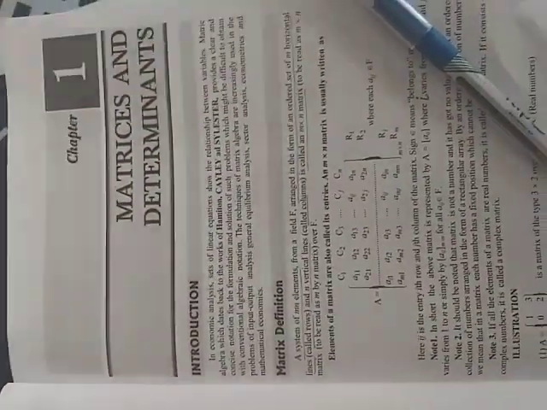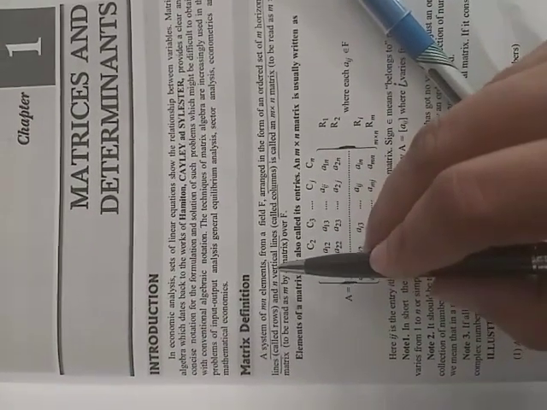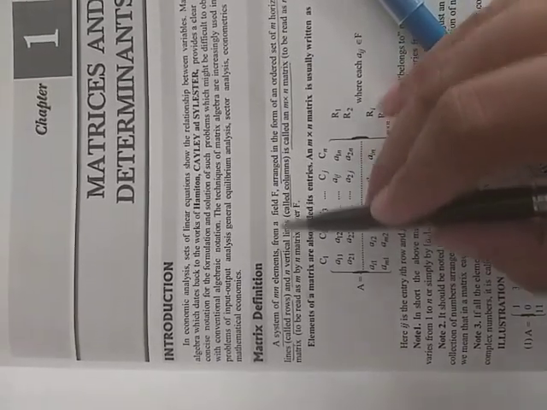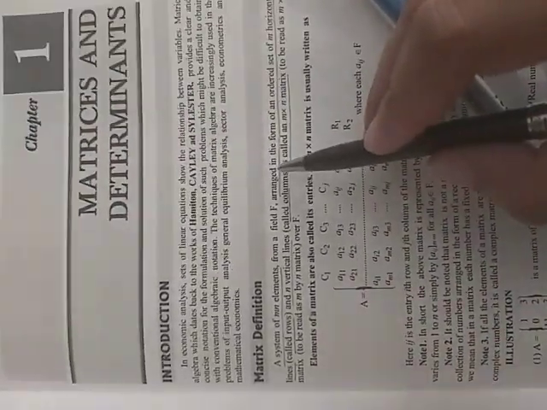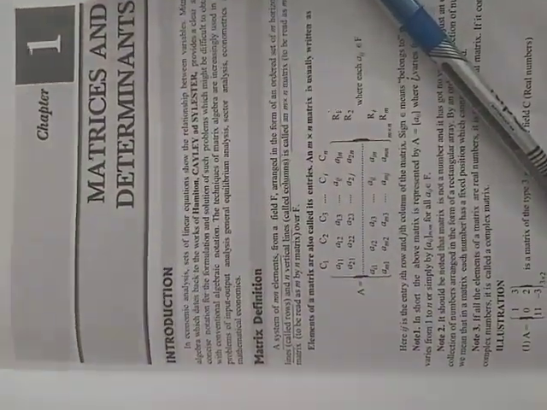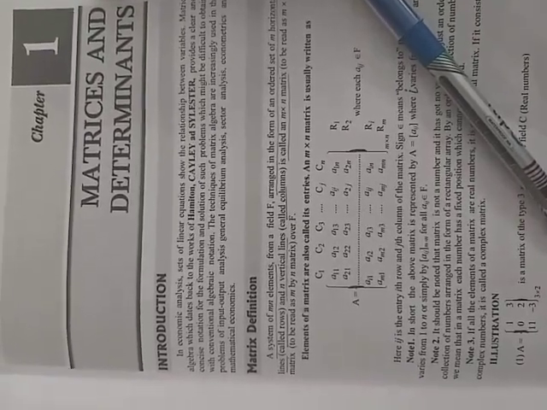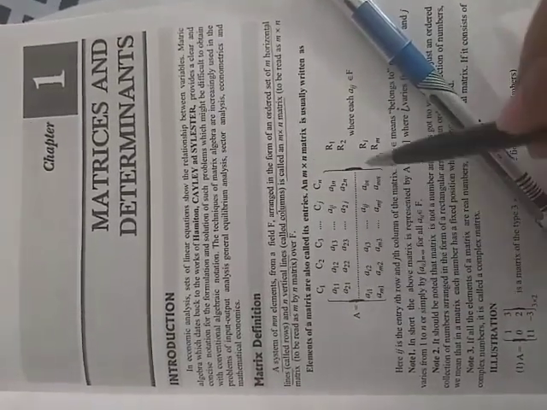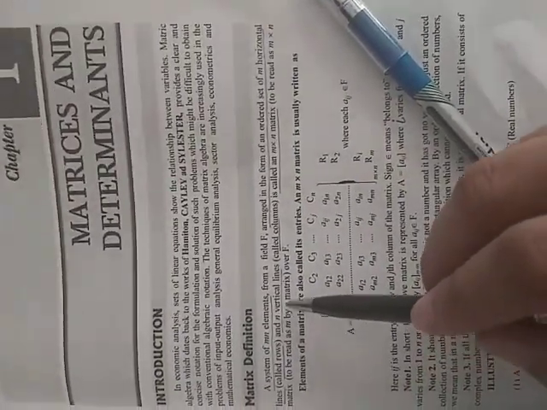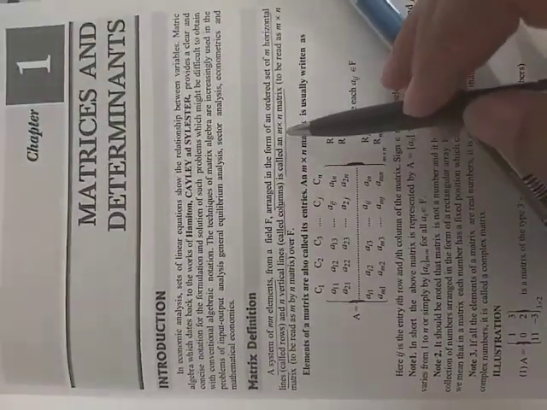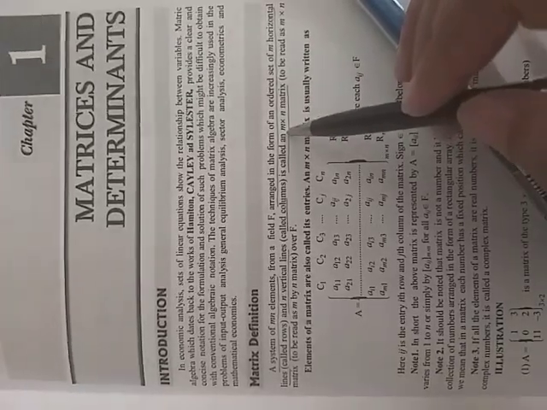So a system of mn elements from a field F, आपको समझ नहीं आएगा तो आप इसको इग्नोर कर सकते हो अभी. A system of mn elements arranged in the form of an ordered set of m horizontal lines, called rows, and n vertical lines called columns, is called an m by n matrix. इसको हम पढ़ते हैं m by n matrix over F.